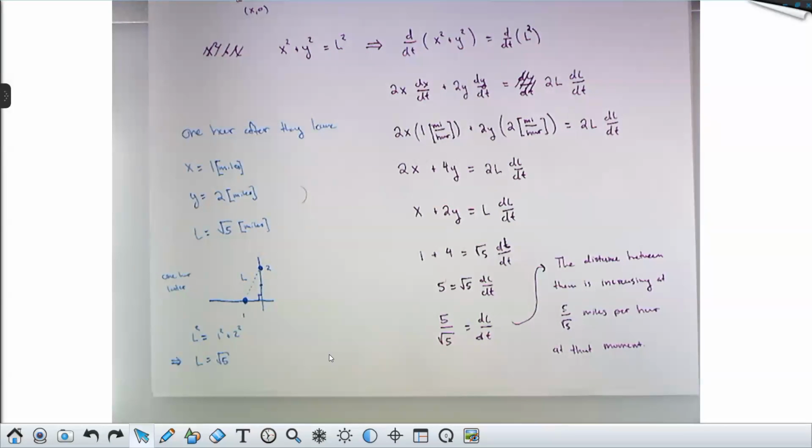Questions on this one? Five over root 5 we can simplify, right? That's just the square root of 5. But yeah, it is neat, right?